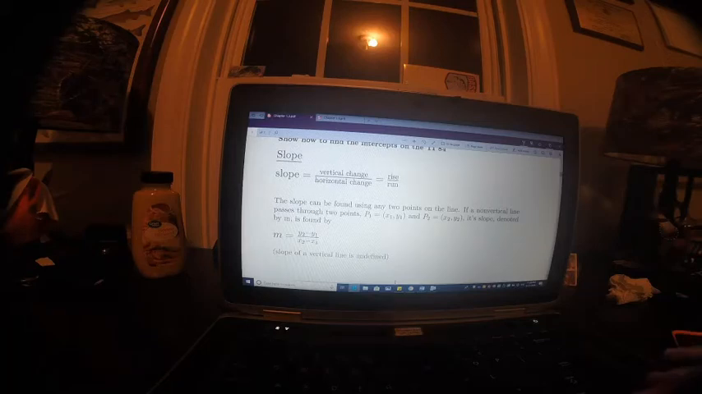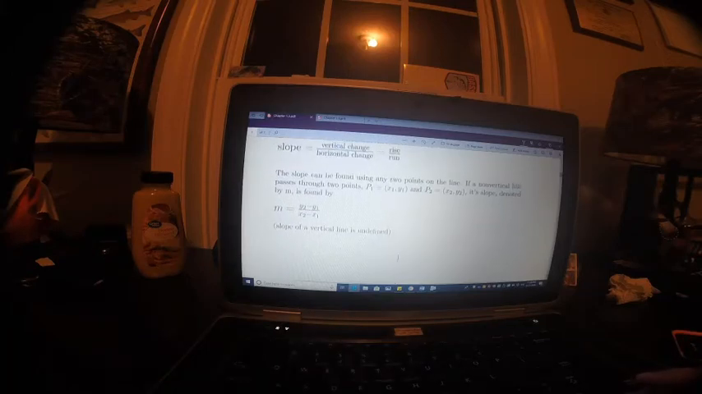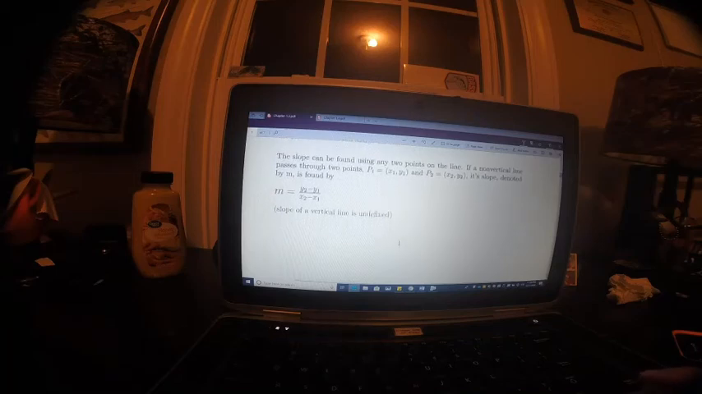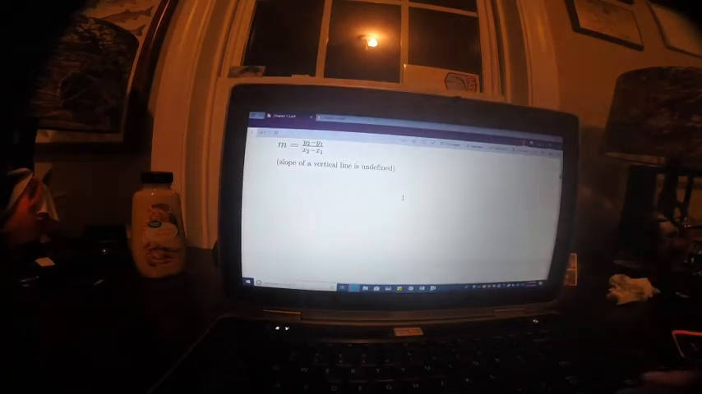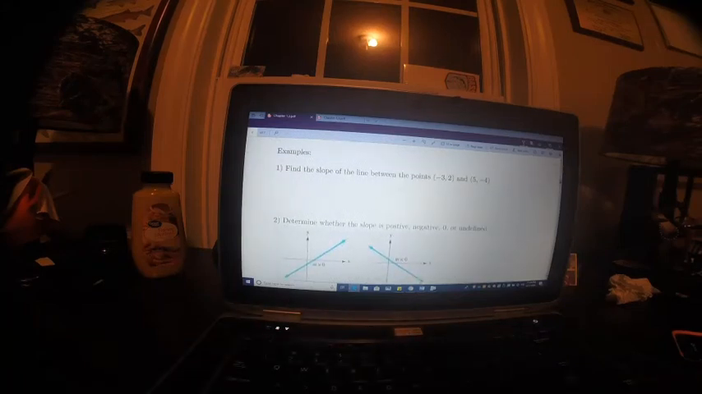Okay, the slope of a vertical line is undefined. Okay, a vertical line is also not a function because it fails the vertical line test, but that's something we'll get into later on. But we will be finding the slope of functions using this m equals y2 minus y1 over x2 minus x1 a good bit here. So, example says, find the slope of the line between 2 points, -3, 2, and 5, -4.